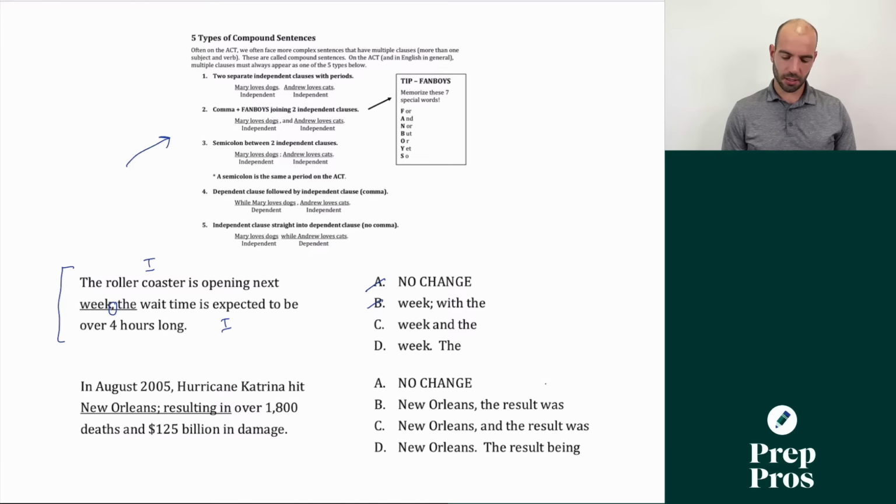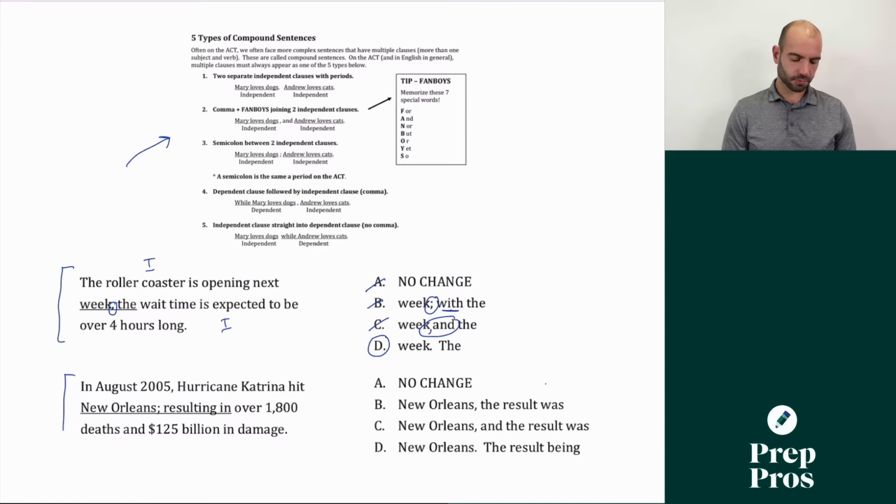B doesn't work either. A semicolon is used between two independent clauses, and the with here makes the second part not a complete sentence. It's not independent. C doesn't work because we would need a comma here with the and. You can't connect two independents with just a word like and. D is our correct answer because we're allowed to have two independents separated by a period.